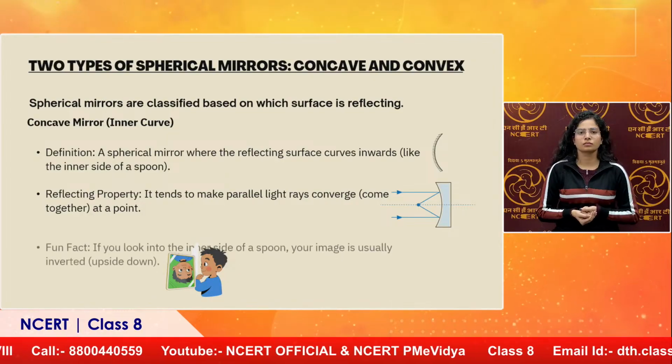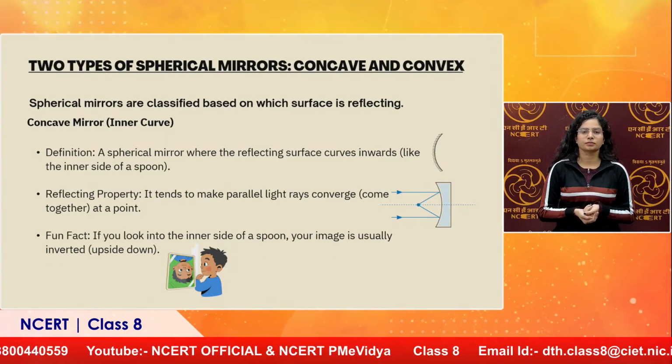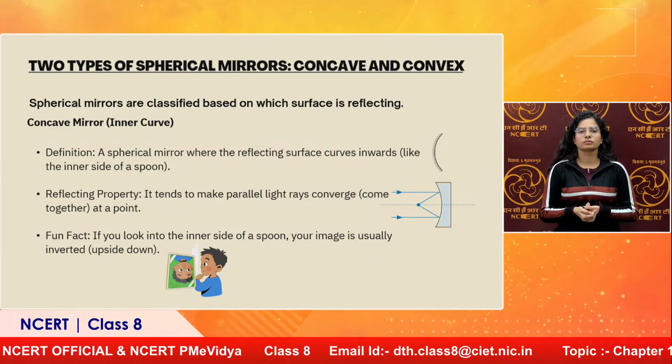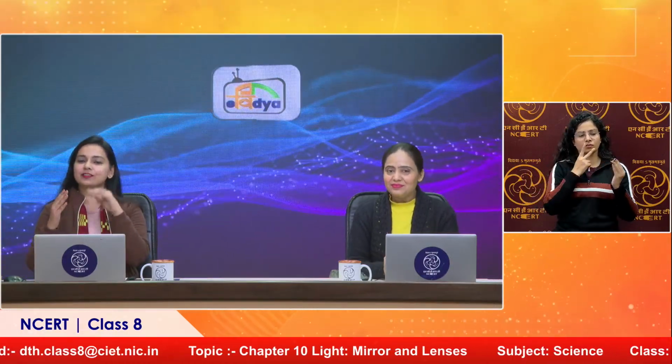Now you have seen your image and how it looked. From the concave side, it was inverted. We have seen what inverted means: the image was upside down. Everybody can quickly check in their spoons that when you look from the inner curved part, you will see yourself upside down, with your head downwards and the body upwards. That is an inverted image. So a concave mirror forms an inverted image. Now moving ahead, we have the convex mirror next.